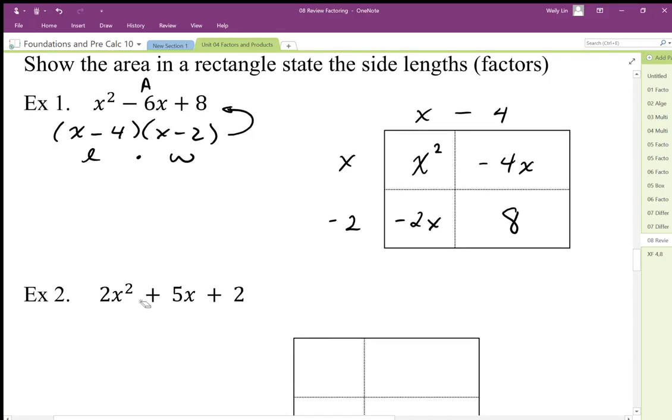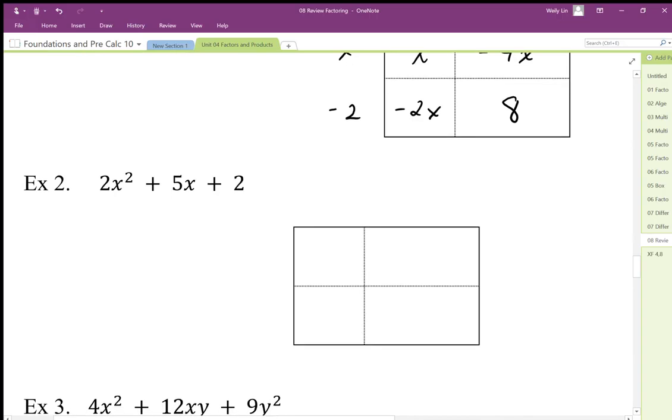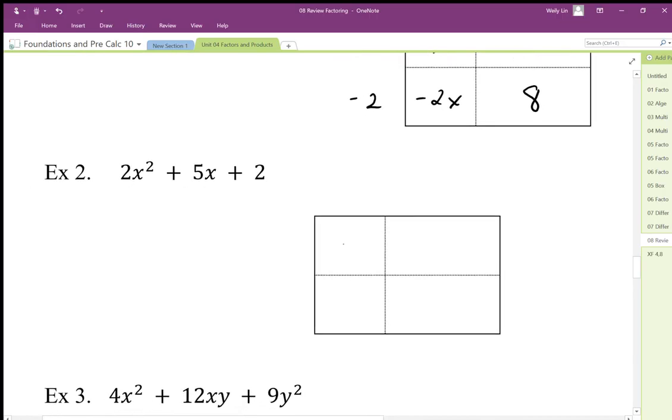So here I should check to see if there's a greatest common factor. 2, 5, 2. No greatest common factor. So I need to show this area in a rectangular array. And bear in mind that the ones that can't be shown in a rectangular array are not factorable. So there's my pieces here. Now because there's a leading coefficient, I will help myself out if I multiply first times last, which is essentially giving this diagonal.